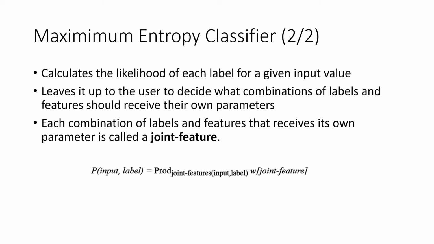Typically, the joint features used to construct maximum entropy models exactly mirror those that are used by the Naive Bayes model. In particular, a joint feature is defined for each label, corresponding to w of label, and for each combination of simple feature and label, corresponding to w of f and label. Given the joint features for a maximum entropy model, the score assigned to a label for a given input is simply the product of the parameters associated with the joint features that apply to that input and label, given with this equation.